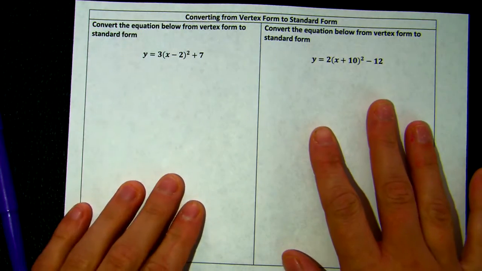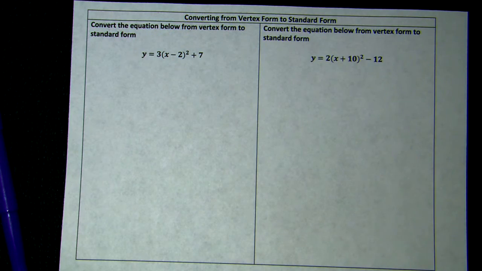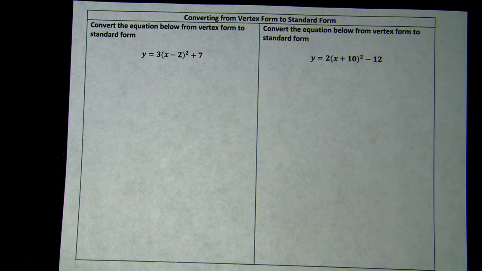With converting from vertex form to standard form. So what we did before is we went from standard form to vertex form. Now we're going to go the other way. This one really is just a fancy box method problem. So we're just going to do a quick refresher of box method.